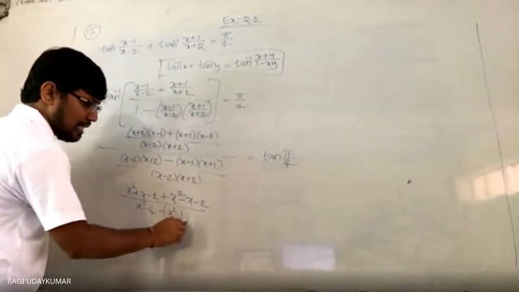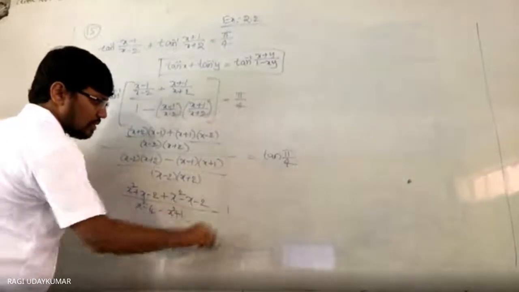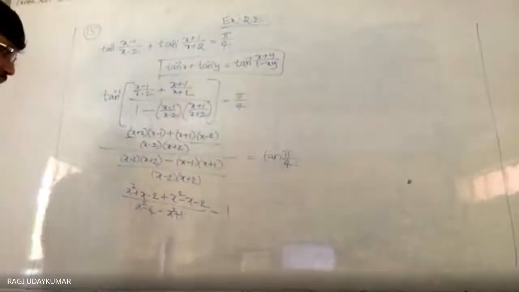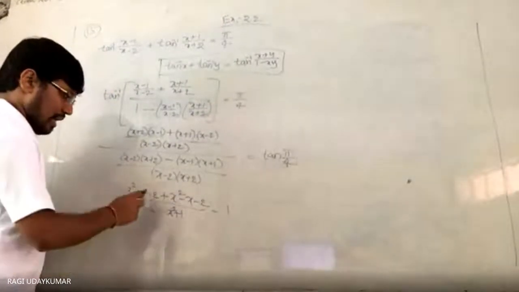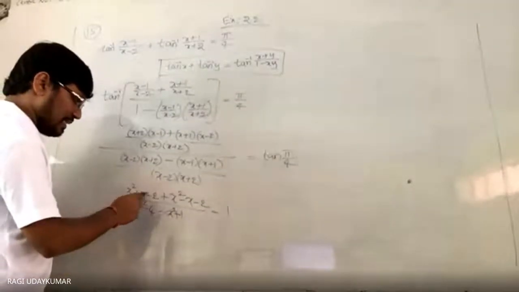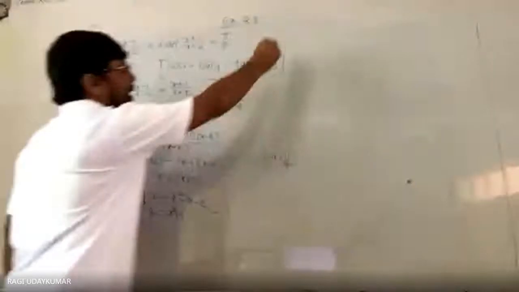Actually you will get x square minus 1 in the brackets, and if you remove the brackets you are going to get plus 1, since tan pi by 4 value is 1. So this x square and x square will get cancelled, and here you are going to get plus x and minus x will get cancelled.